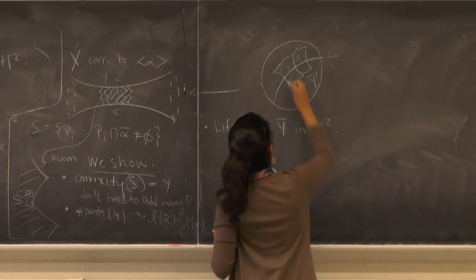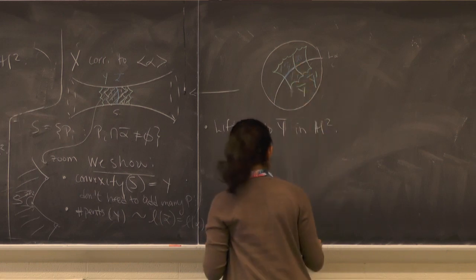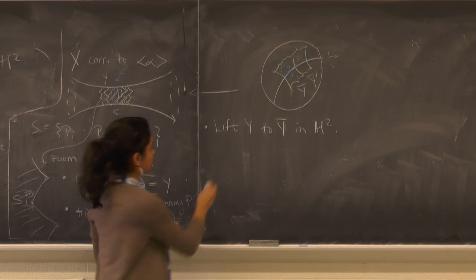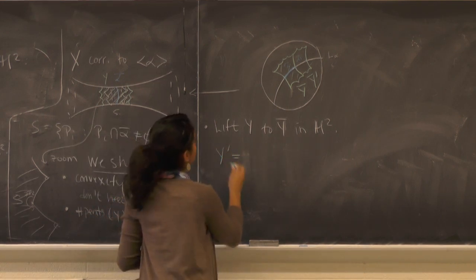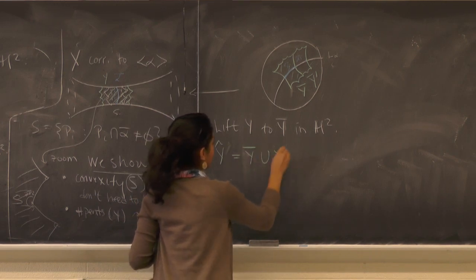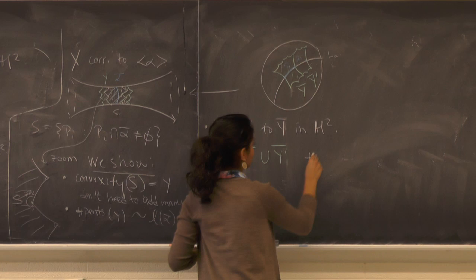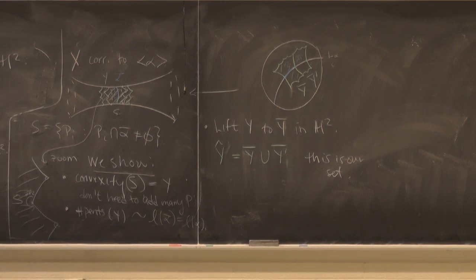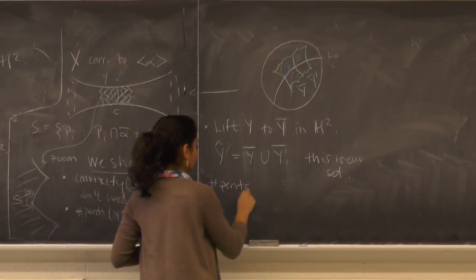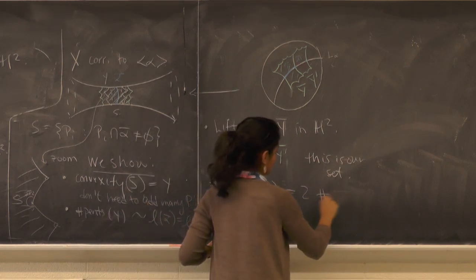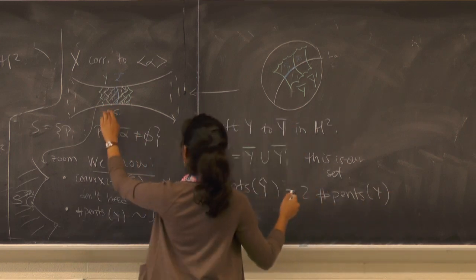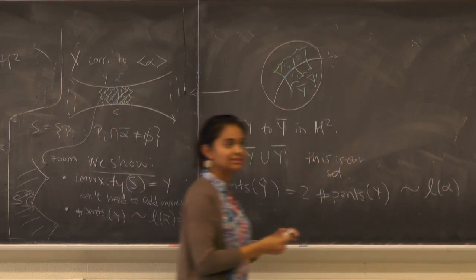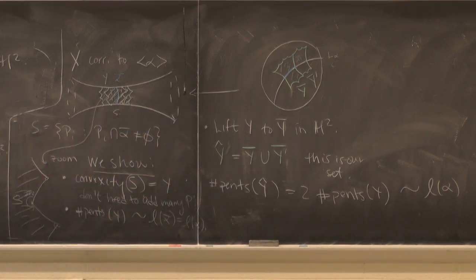Okay, so now what do I have? I've got this lift, and at least one endpoint is sitting inside, and that's going to be good enough. Okay, so if we let y hat be y bar union y bar prime, this is our set. This is our desired subset that we wanted over here. Okay, the number of pentagons in y hat is twice the number of pentagons in the set y, and this is still proportional to the length of alpha. Okay, and that's how you produce this actual finite cover. Okay, because this was what we wanted, and now we can project down to here, and we know the index basically. It's proportional to the length.